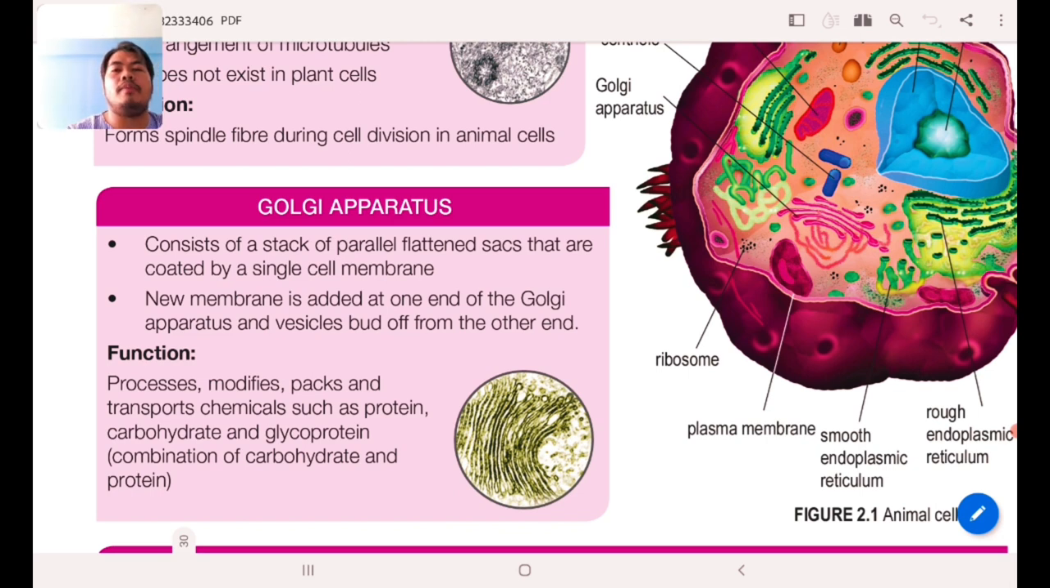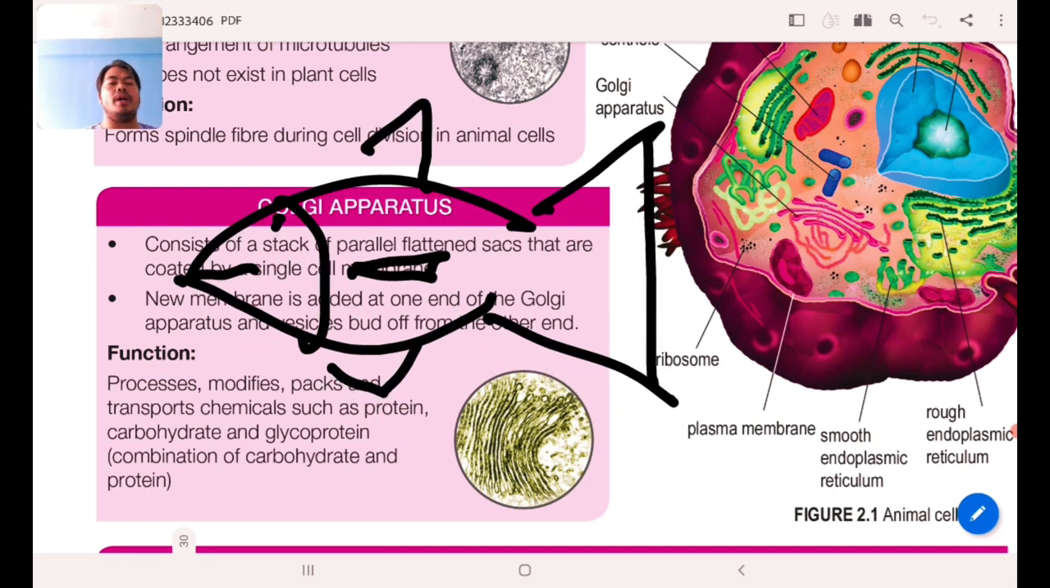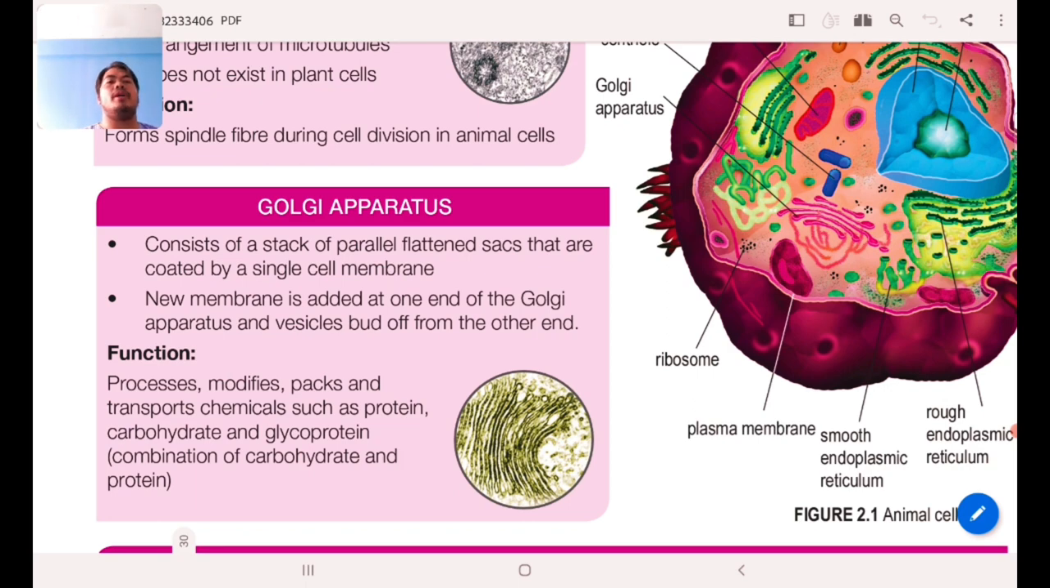Its function is to modify, pack and transport chemicals such as protein, carbohydrate and glycoprotein, a combination of carbohydrate and protein. Remember Golgi apparatus as packaging in a post office, for example, Pos Laju. Kamu ingat dia seperti seorang tukang bungkus makanan. Boleh juga. Okay, di dewan makan, dia bungkus. Dalam kes ini, ini adalah tempat untuk memproses dan mengubah suai protein. It modifies, packs and transports chemicals such as protein. So remember pembungkusan, remember packaging, remember Golgi apparatus.